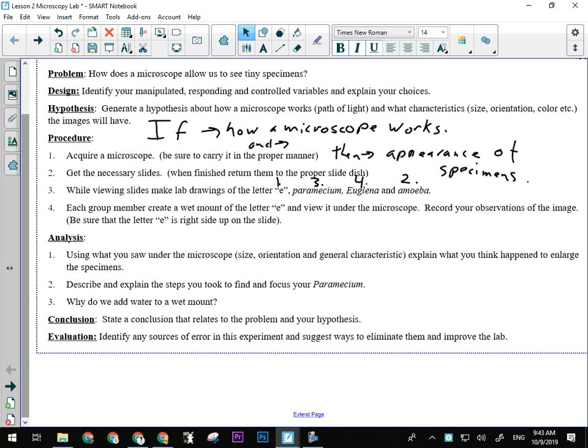Okay, and then conclusion, same as always, copy paste your hypothesis, explain using especially the letter E, but also some of the others, why you can accept your hypothesis about how the microscope works.